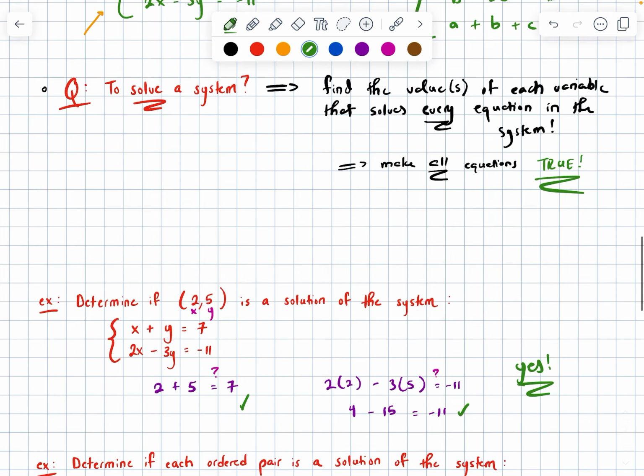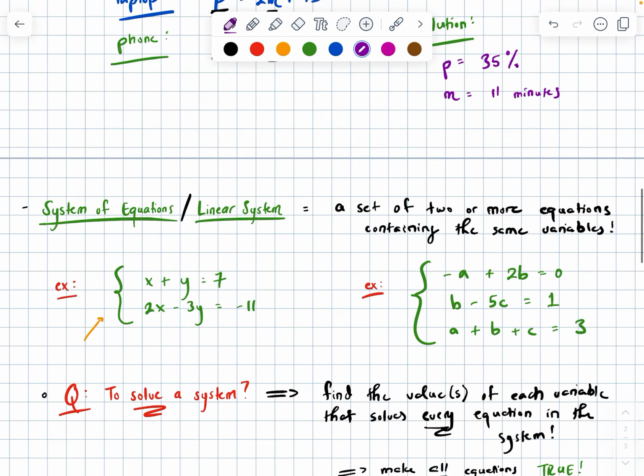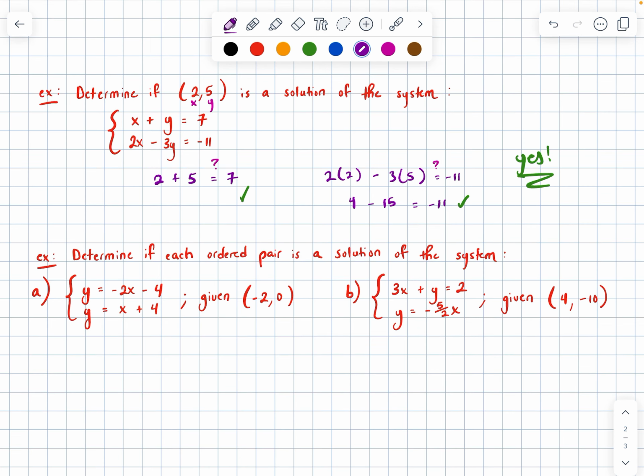By the way, if you played around with the one above, you could show that the solution to this system would be where P, the percent that we charge to, is 35, and that M, the amount of minutes that it takes, is 11. If you want, feel free to substitute in and verify that this pair of values does indeed make this system of equations true. But for now, let's try it out with these two.